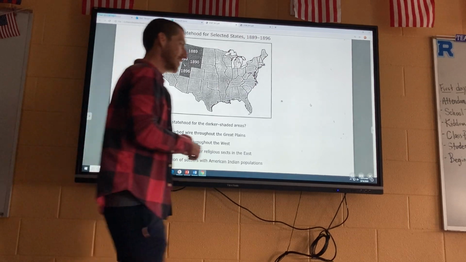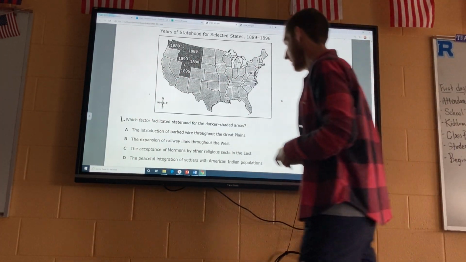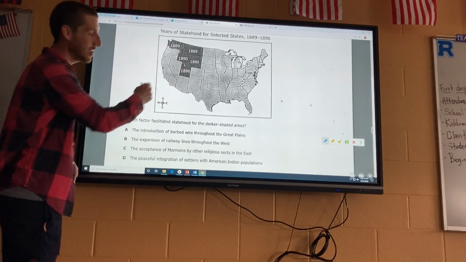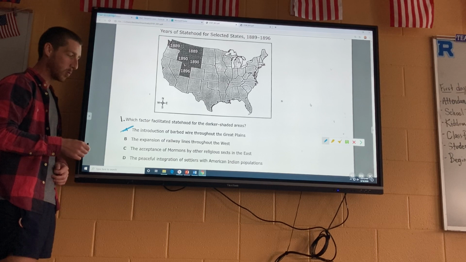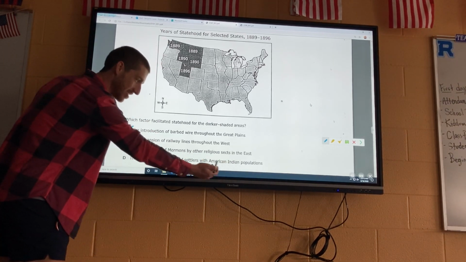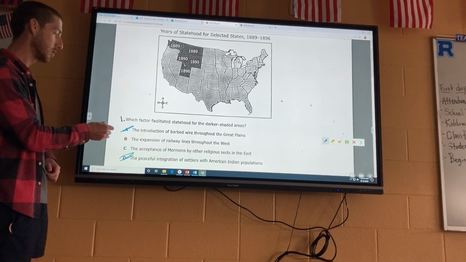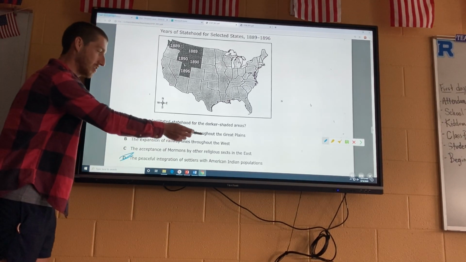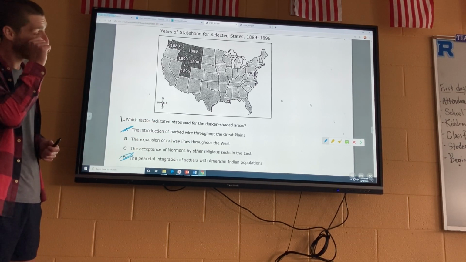So the thing I like to do is do process of elimination, especially if I'm not sure. So like I said, barbed wire, that doesn't really have much to do with states. You can eliminate that one. The other answer we can quickly eliminate is the peaceful integration of settlers, because we know that settlers and American Indians were not peaceful together. Let's eliminate that one. That leaves us with two. The expansion of railway lines throughout the West and the acceptance of Mormons by other religious sects in the East.